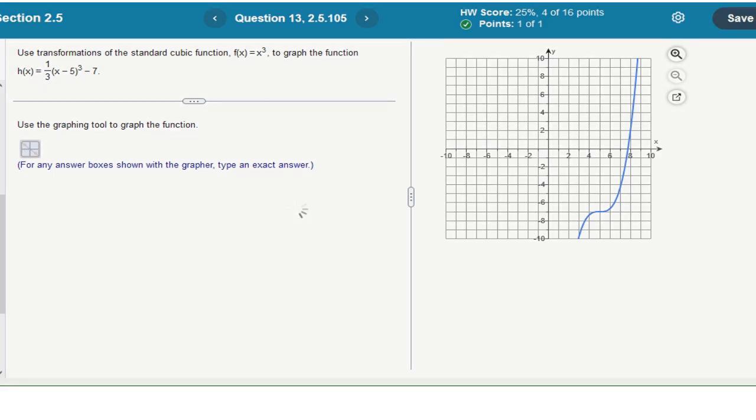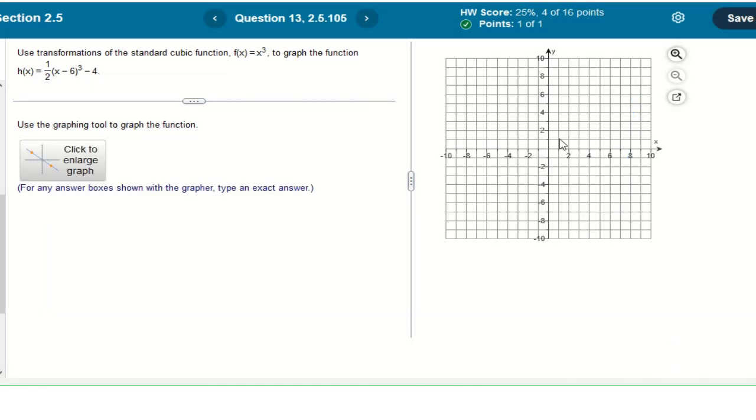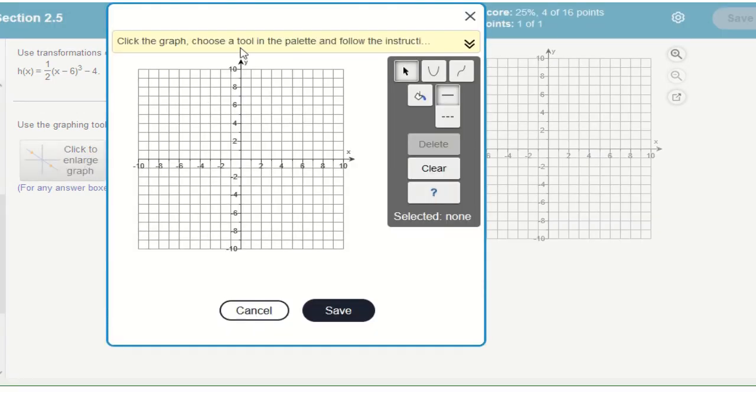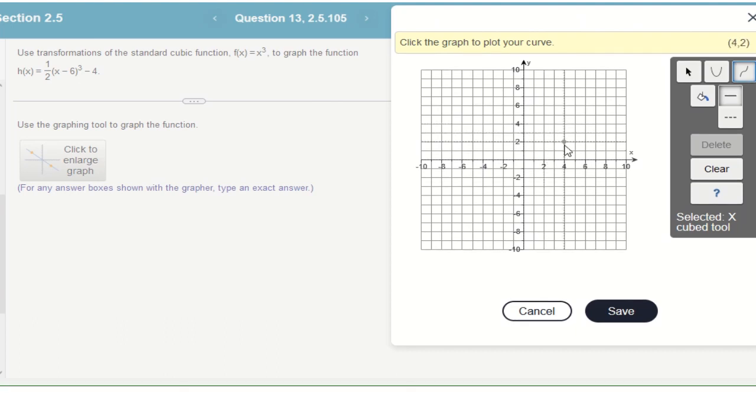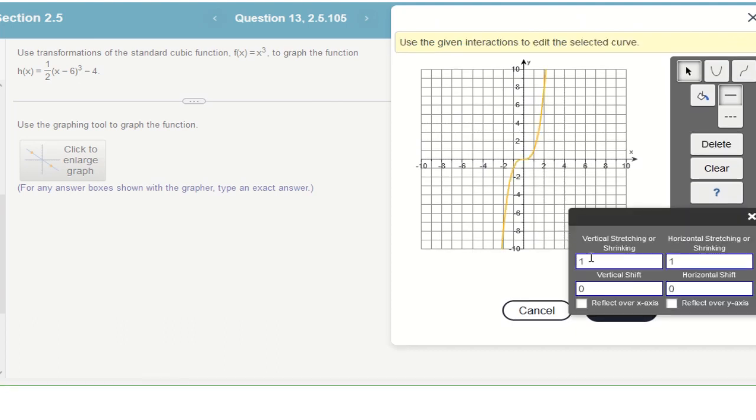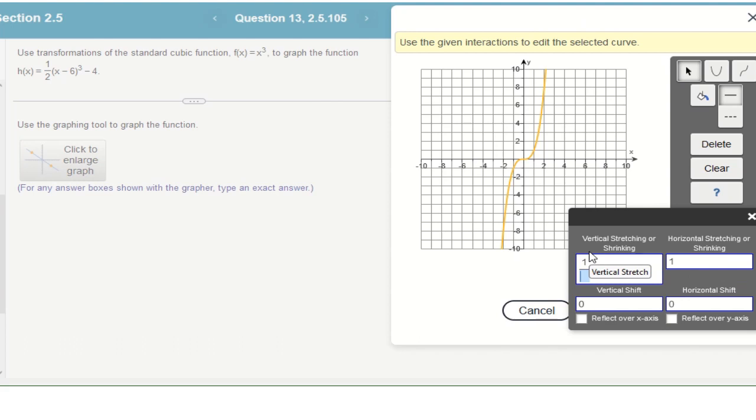Let's take another question. We're going to click on this icon. We're going to choose the cubic function. Click anywhere. Now we have vertical stretch or shrink by 1/2. We have vertical shift by 4 units down and horizontal shift by 6 units to the right, so that's +6, and that's it.